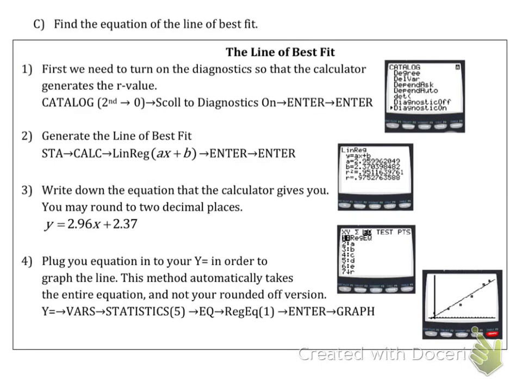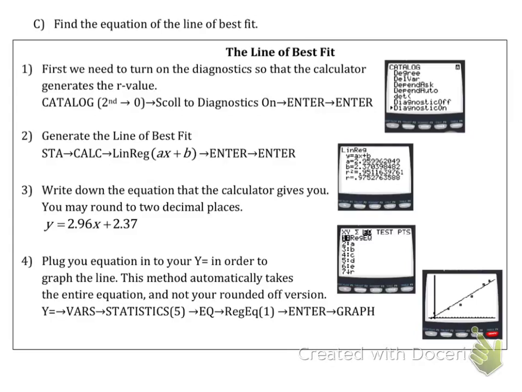So once you have your scatter plot, now let's find our line of best fit that correlates with the scatter plot. First, we need to turn on our diagnostics so that the calculator generates the R value. In order to do that, you press the catalog button, which is second 0, scroll down to diagnostics on, then press Enter twice. Your calculator will say diagnostics on and then done when it's finished.